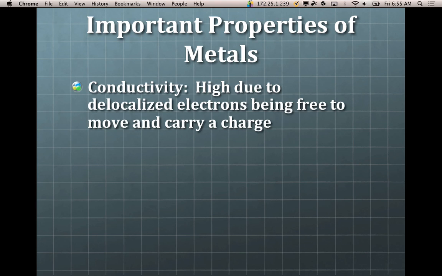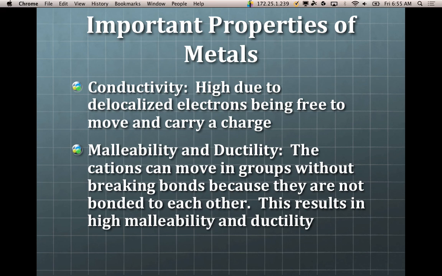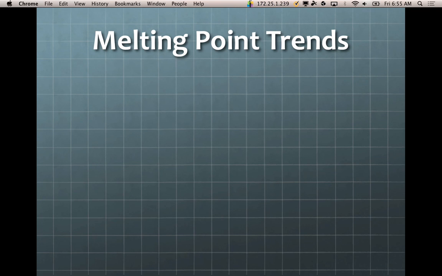So some important properties of metals: they are conductive. We know that we can send electricity through them, and we know that that conductivity is high, and that's due to those delocalized electrons being free to move and carry a charge. They are also malleable and ductile, which means that I can bend them, shape them, and pull them into fine wires. And this is because the cations can move in groups without breaking those lattice structures, because they're not bonded to each other, and this results in high malleability and ductility.